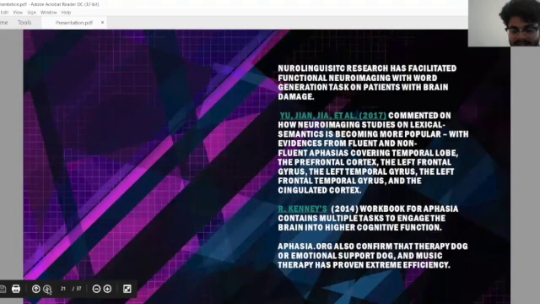And neurolinguistic research actually facilitated functional neuroimaging with word generation tasks on patients with brain damage. And you and colleagues actually commented on how neuroimaging on lexical semantics is becoming more and more popular these days. This is shown with evidence from fluent and non-fluent aphasia patients. And these effects are connected to an extensive network, which includes the temporal lobe, the prefrontal cortex, the left frontal gyrus, the left temporal gyrus, and the left frontal temporal gyrus, and the cingulate cortex.